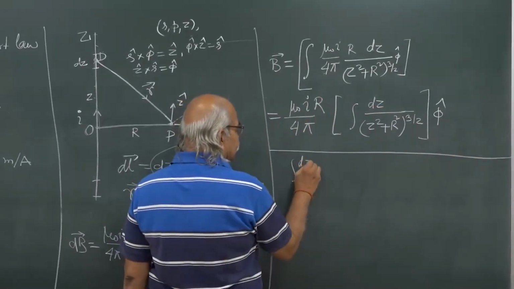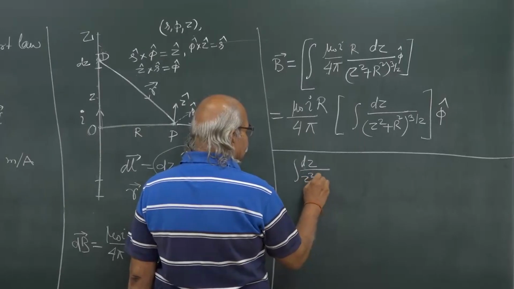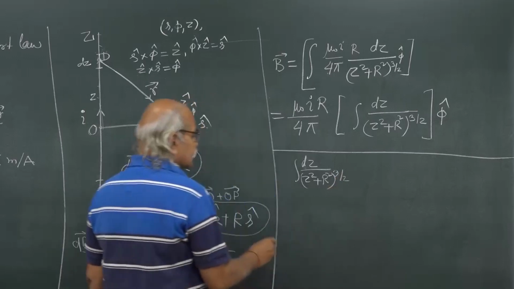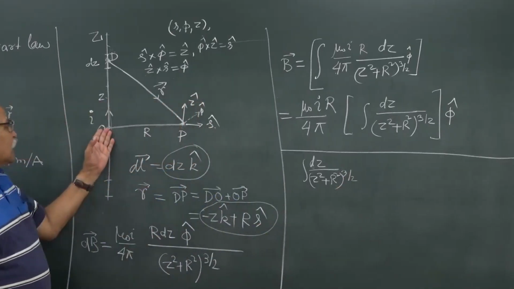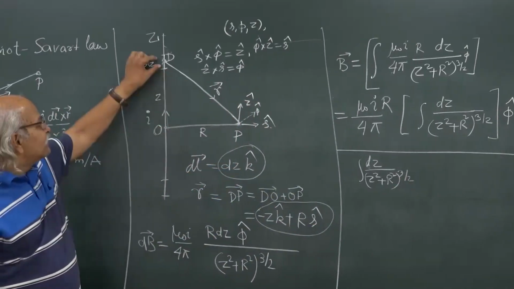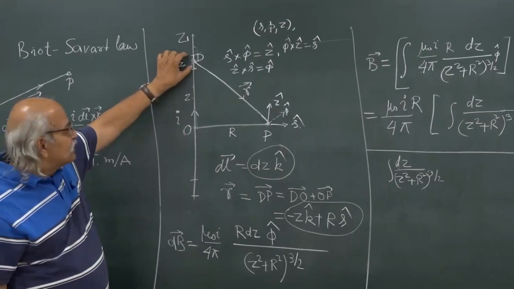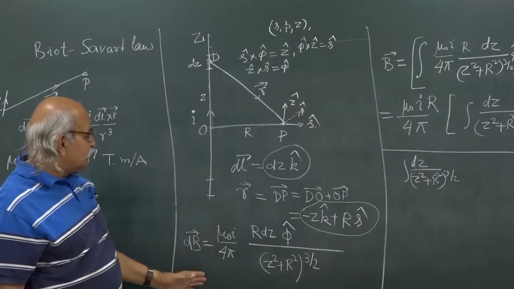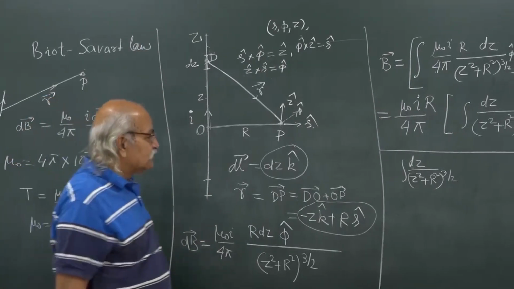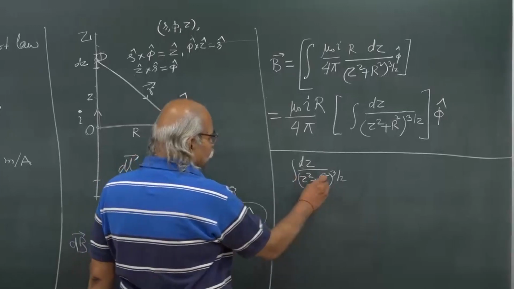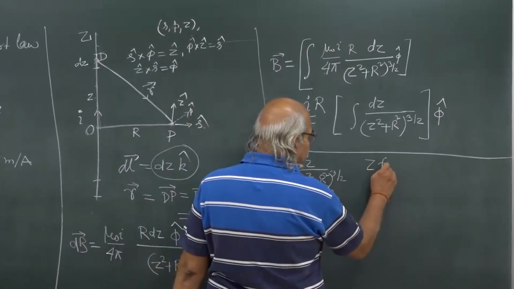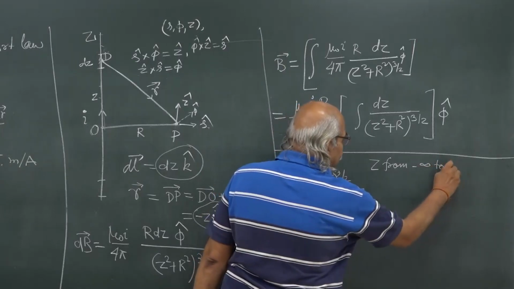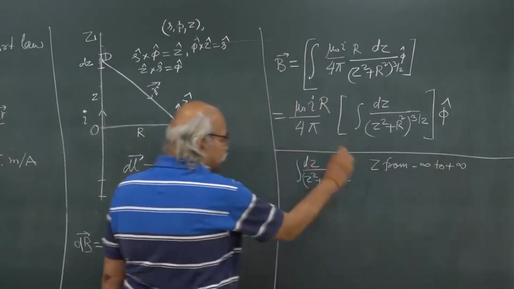We have to integrate dz over (z square plus r square) to the power 3 by 2, with limits on z. What is z? At z we are taking this element dz. So if I have to start from here and go up to here, we can put the limit minus infinity to plus infinity. So z goes from minus infinity to plus infinity. The procedure is very simple for this type.